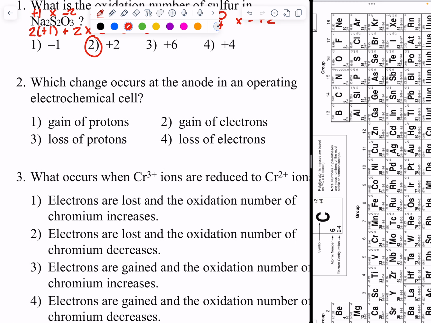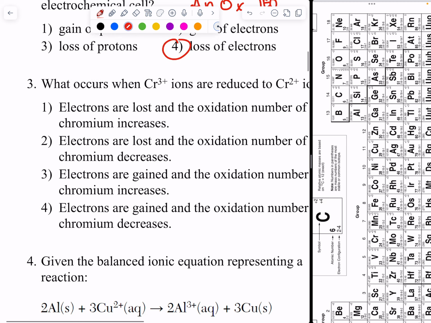Which change occurs at the anode in operating an electrochemical cell? Okay, at the anode, you should remember An Ox. Oxidation always occurs at the anode. What does oxidation mean? It's the loss of electrons. And you remember that by doing LEO-GER. So oxidation is loss of electrons, choice 4.